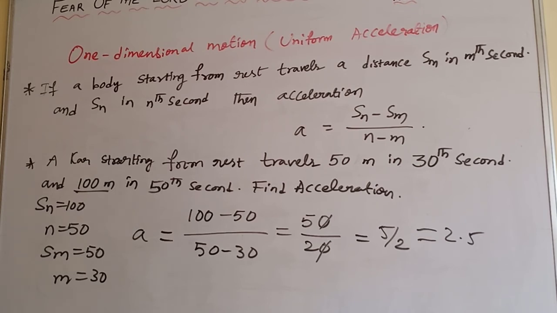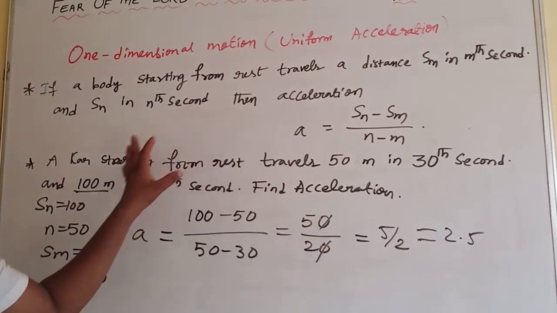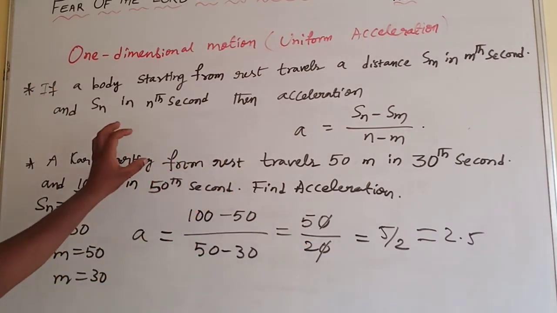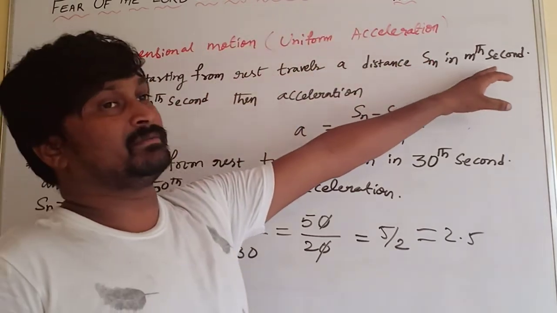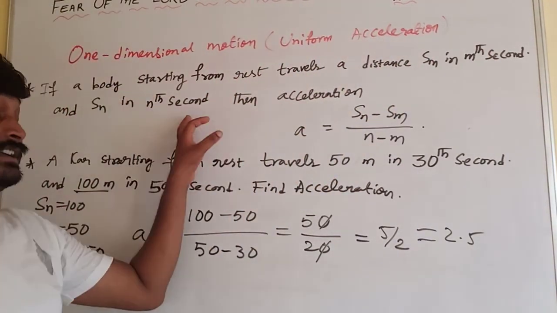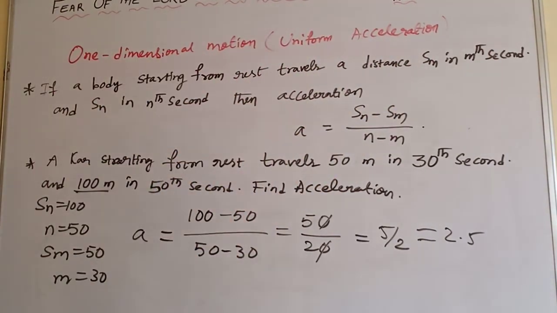That is about your first one. So here is the acceleration you got in this way. Here what they gave is that some distance is covered in the mth second and another distance is covered in the nth second, then what is the acceleration? So we found it. That is about this point, and let's move on to the next point.